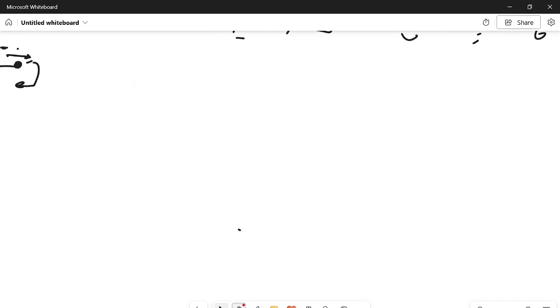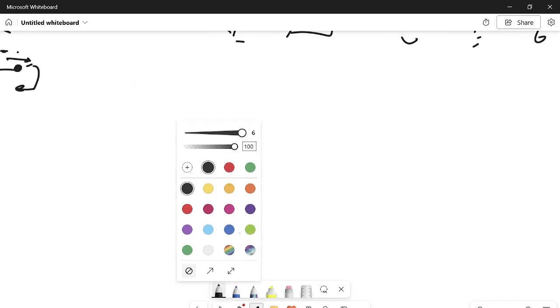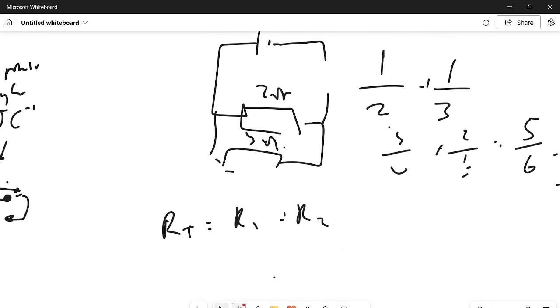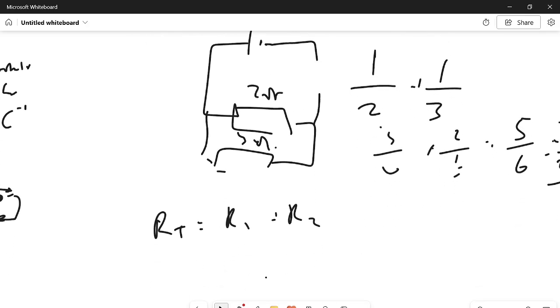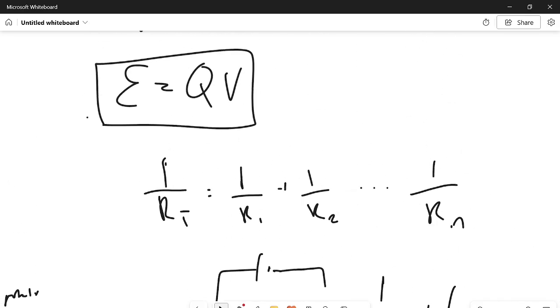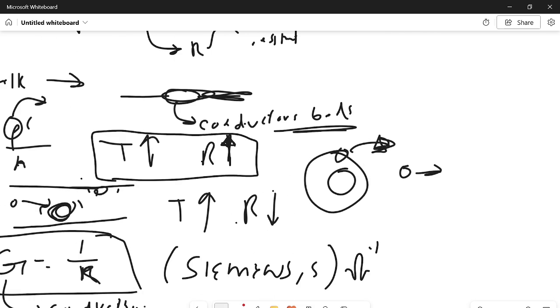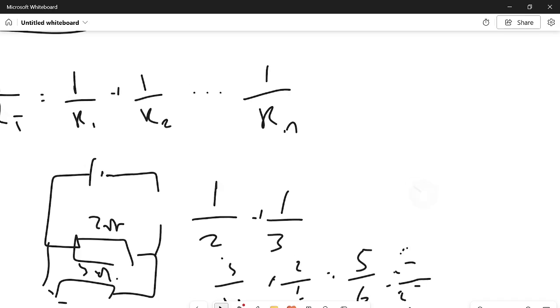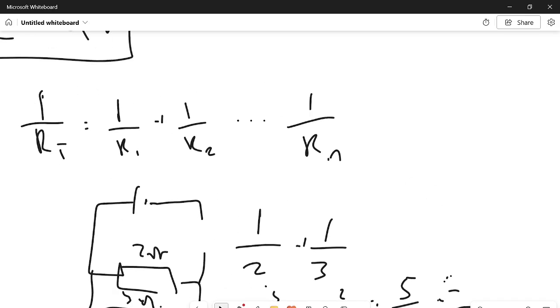And in series, it's much simpler. RT is just equal to R1 plus R2. And if you look at both of them, you can actually tell that in series, it's just adding up the resistances. In parallel, you add up the conductance, as we saw down here. You add it up and you just take the reciprocal. That's how you should do it normally.